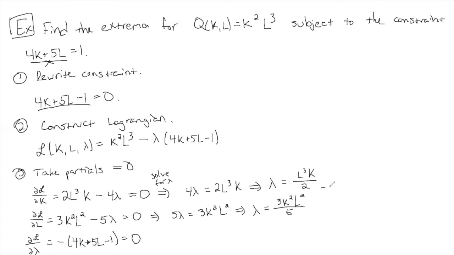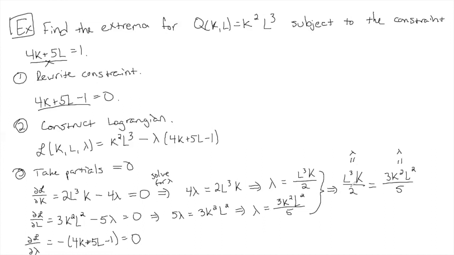Okay, so what does this together, let's write that a little bit differently. Let's say this along with this information here. What does this tell me? Well, this tells me that L cubed K over 2 is equal to 3k squared L squared over 5. Okay, because these are both equal to lambda, right? Equal to lambda, equal to lambda.